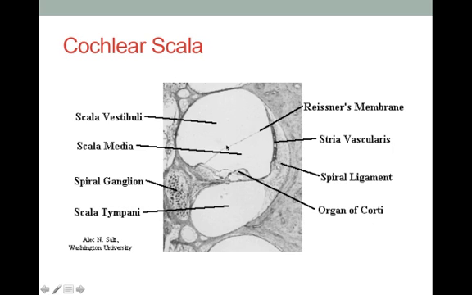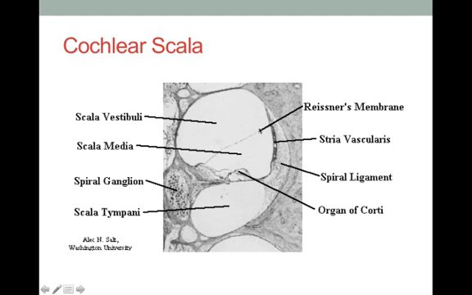The scala media runs along the length of the cochlea, and the scala media compartment is what we call a membranous labyrinth, kind of floating within the bony labyrinth around it. So the scala vestibuli and the scala tympani are compartments of the bony labyrinth, while the scala media is a part of the membranous labyrinth.